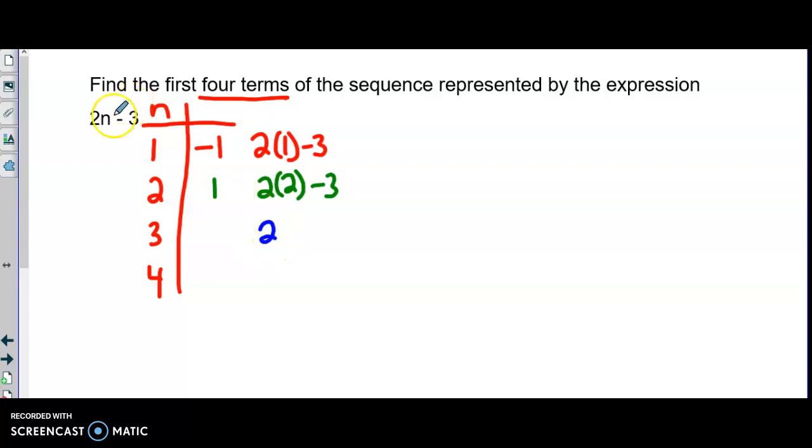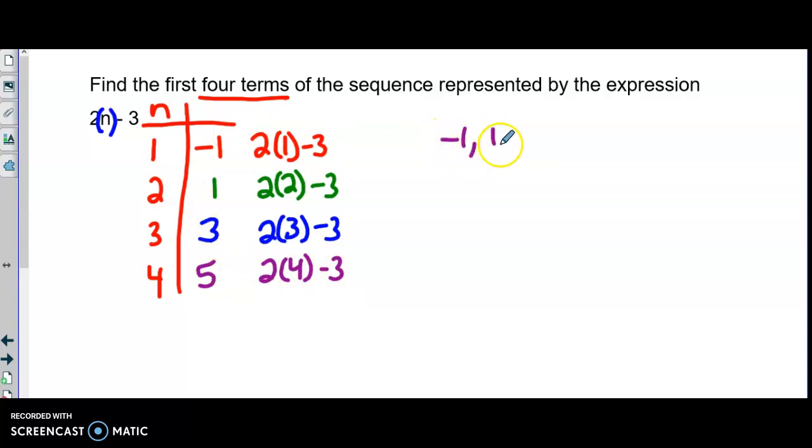Then we would substitute it. And by the way, I should have highlighted it over here. We're plugging these values in for the letter n. And anytime you plug in numbers into a letter, you have to make sure you use parentheses. So 2 times 3 minus 3, that would be 6 minus 3, which is 3. And then we're substituting in a 4. So 2 times 4 minus 3, 8 minus 3 is 5. So the first four terms would be negative 1, 1, 3, and 5.